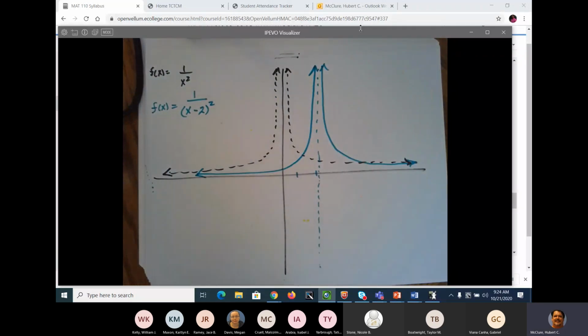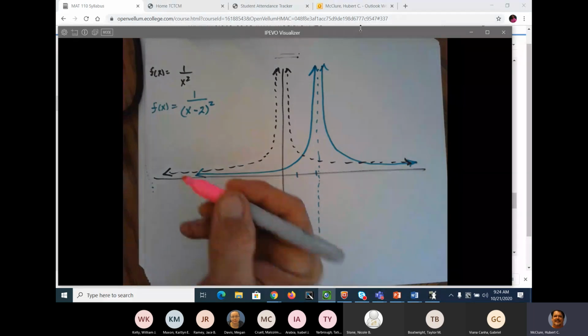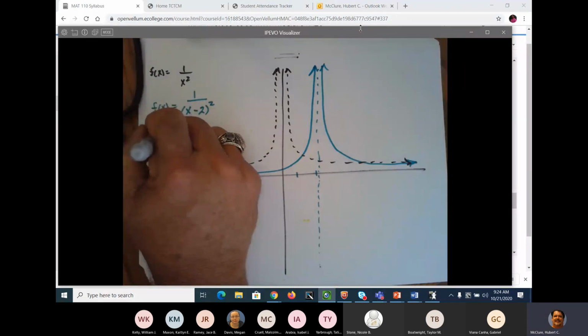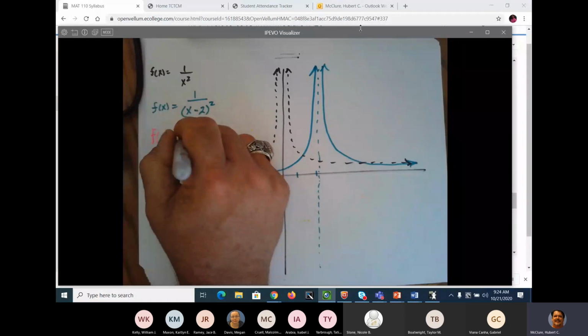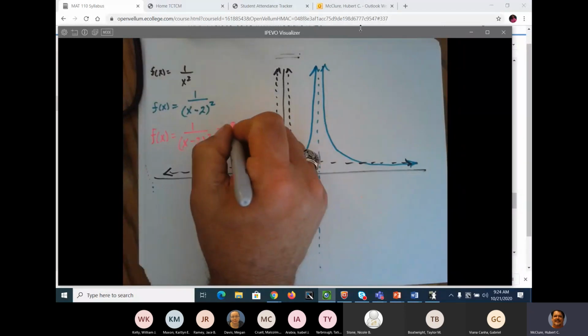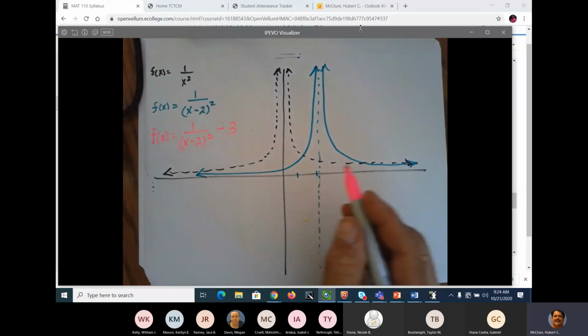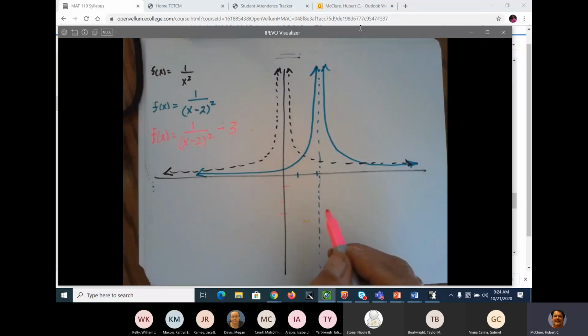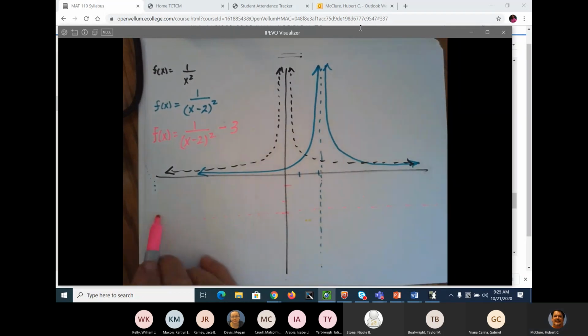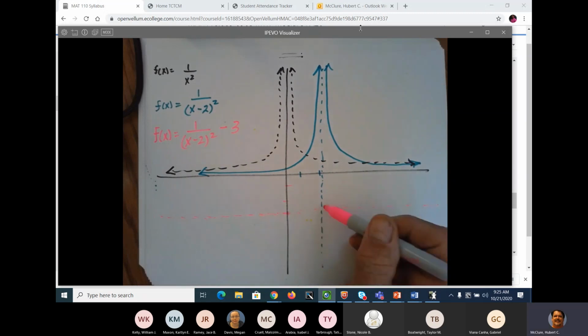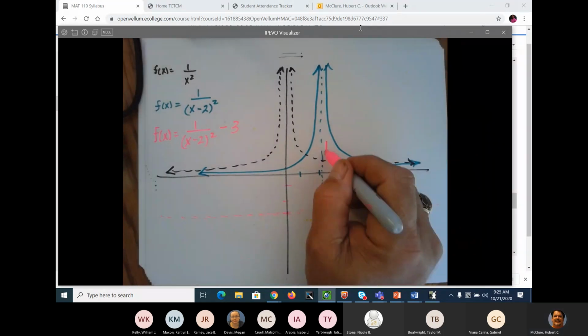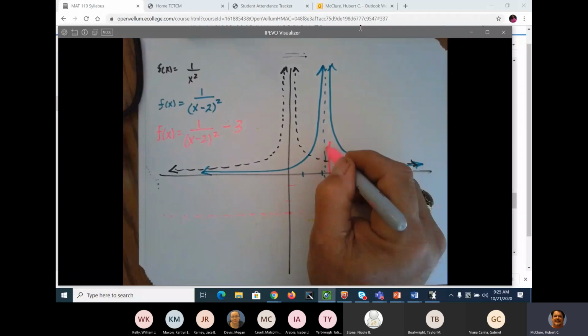Now, I'm not going to go through all the different ones. I'm going to do a vertical, and then I'm going to do a flip. So let's do a vertical shift. And a vertical shift would be the same function, f of x is equal to 1 over x minus 2 quantity squared. Then that would be 1, 2, 3. And now we've got a new horizontal asymptote. And there's the vertical asymptote. So now there's our function in pink.